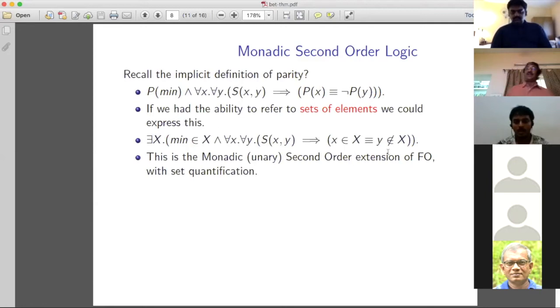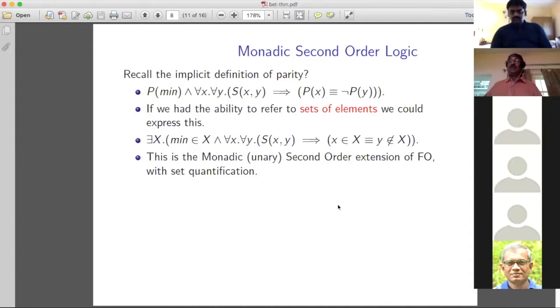If you start counting from 0, this defines evenness. If you start counting from 1, it captures oddness. So basically, this is the monadic or unary predicate second order extension of FO. That's why it's called monadic second order logic. It's an extension of FO with quantification not only over elements, but over sets of elements.